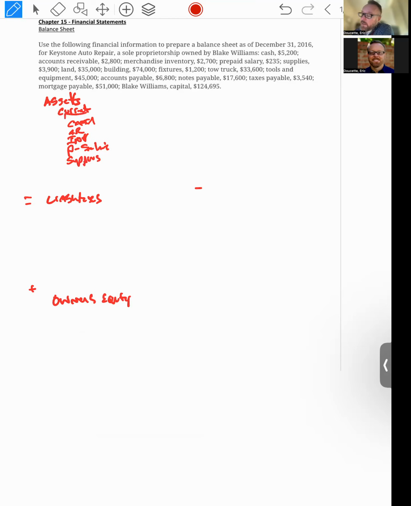And I would put the dollar value next to them. So it was 500 for cash, 2,800 for accounts receivable. Inventory was 2,700. Prepaid salary was 235, and then supplies were 3,900. So I add all those up, and that comes out to what we call my total current assets. If you add all that up, it comes out to 14,835. So I'll put that here.